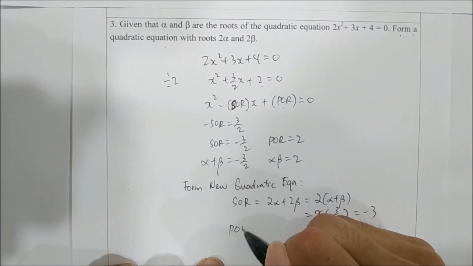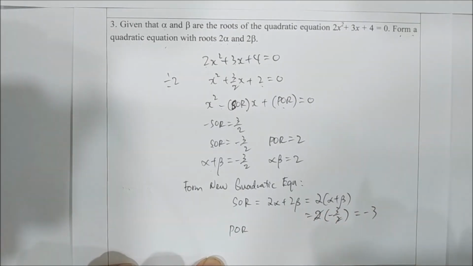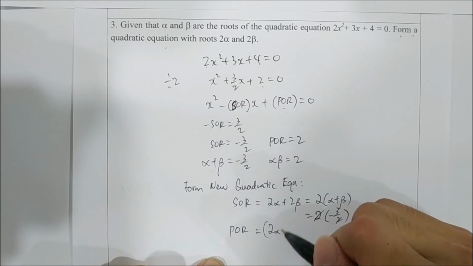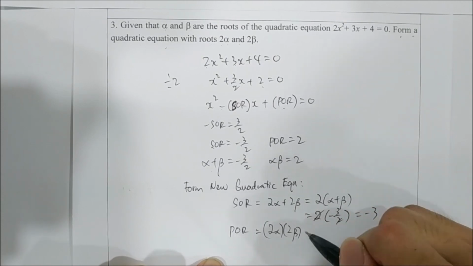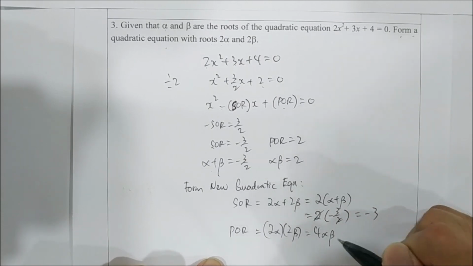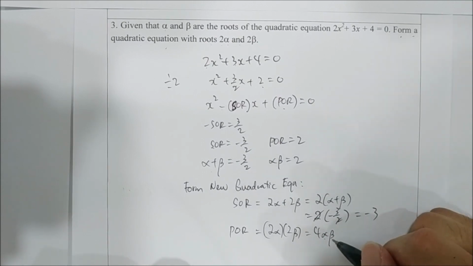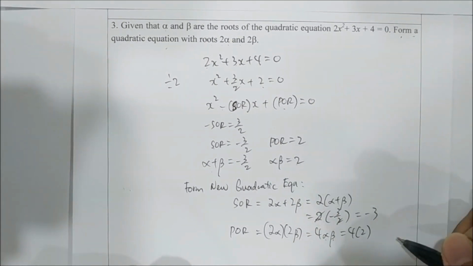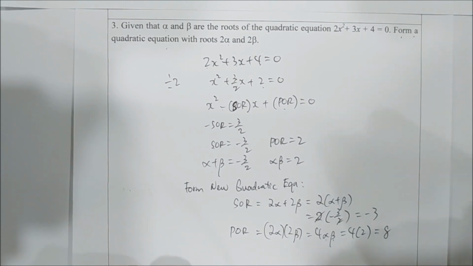Then the POR of the new quadratic equation is 2 alpha multiplies 2 beta. You get 4 alpha beta. So alpha beta is given here as 2, so it's actually 4 multiplies 2, which is 8.